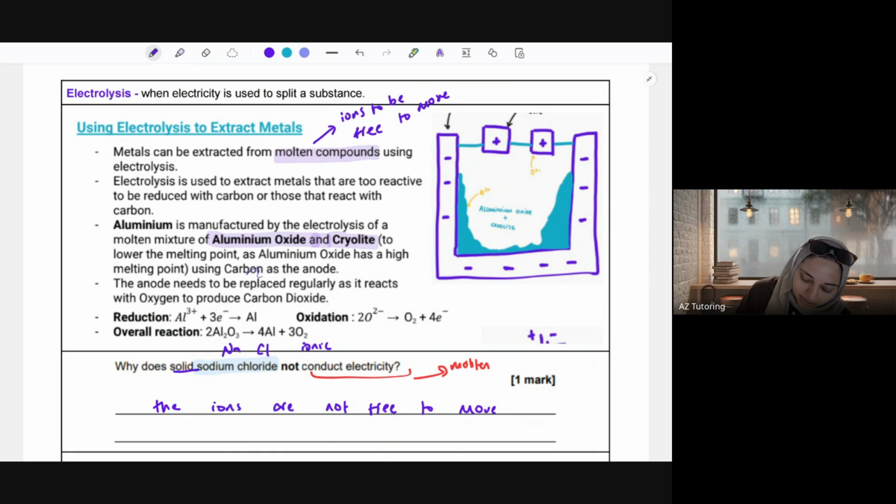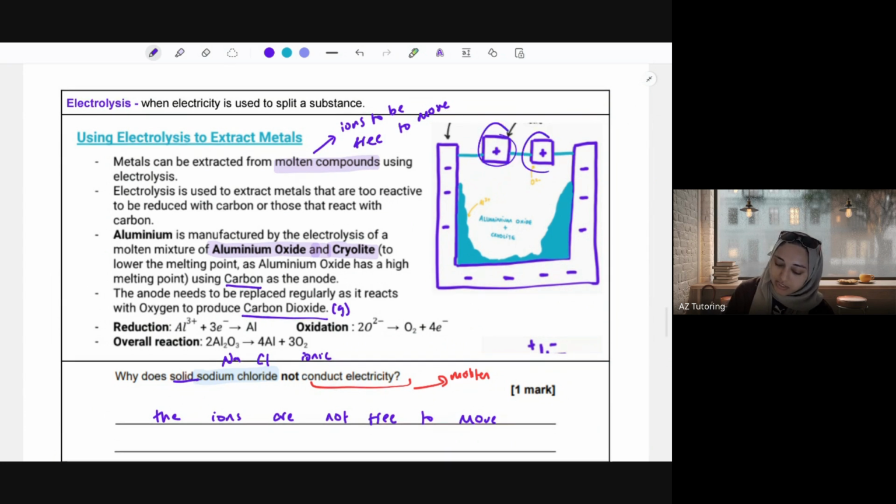We're using carbon at the anode. The anode needs to be replaced regularly as it reacts with oxygen to produce carbon dioxide, which you kind of can see with reduction with carbon as well. That carbon dioxide gets formed. Remember, carbon dioxide is a gas, and that's going to escape away. If these electrodes are constantly reacting with the oxygen and forming carbon dioxide, they're going to get smaller and smaller, so you need to keep replacing them.